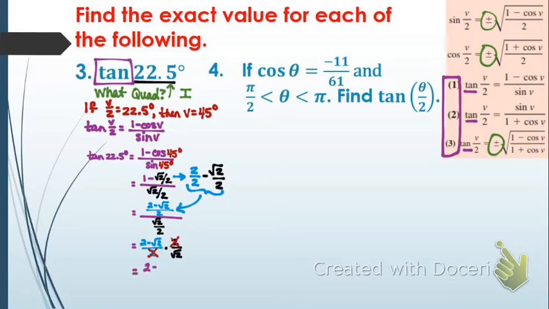All right, so I have 2 minus radical 2 over radical 2.